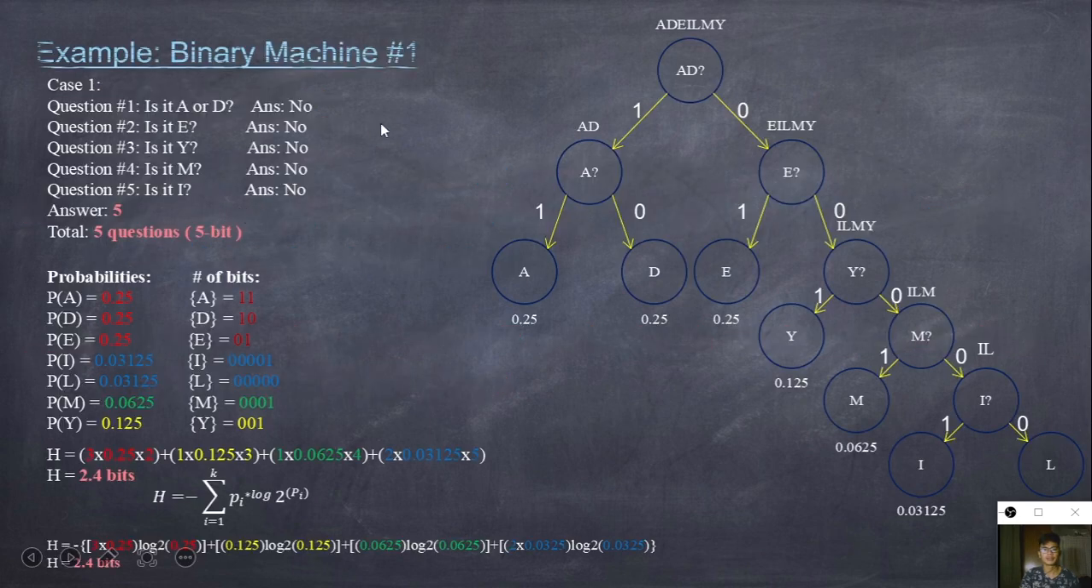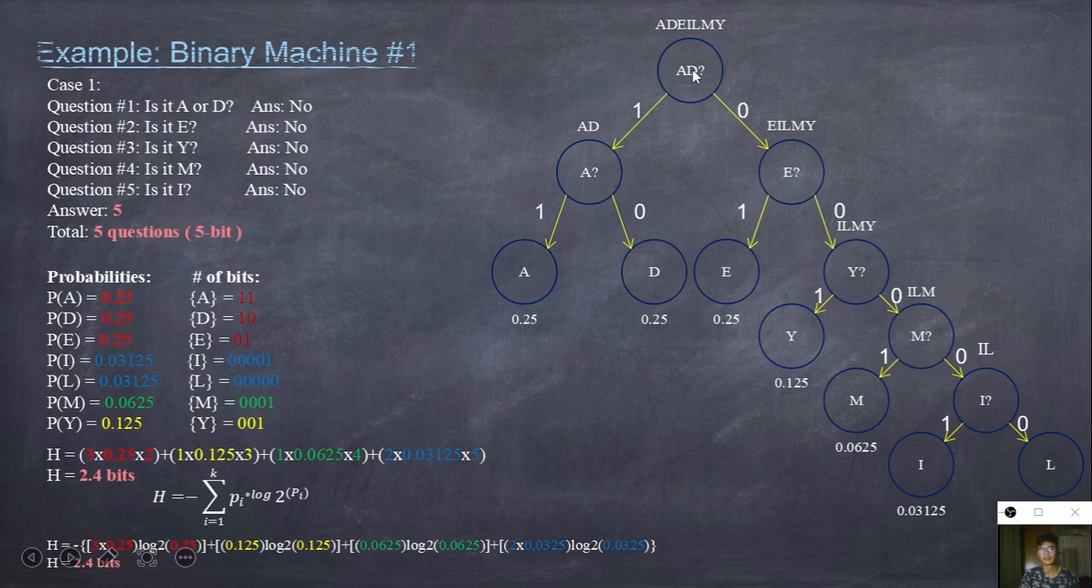So, here's the first method. This is the binary machine for case 1. In this case, it has 7 possible outcomes. For case 1, question number 1: is it A or D? 1 represents yes and 0 represents no. For yes, is it A? For yes, it's predicted as A. For no, it is D.